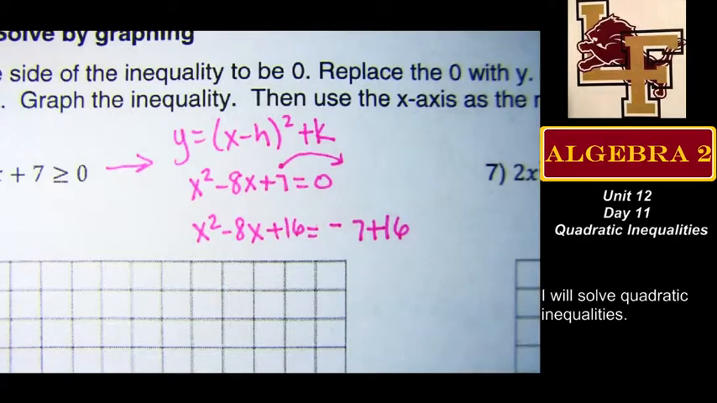Miss, where'd you get 4? Where did I get 4? I took 8 and I divided by 2. I didn't do 16. I squared 4. That was the day 7 completing the square thing.